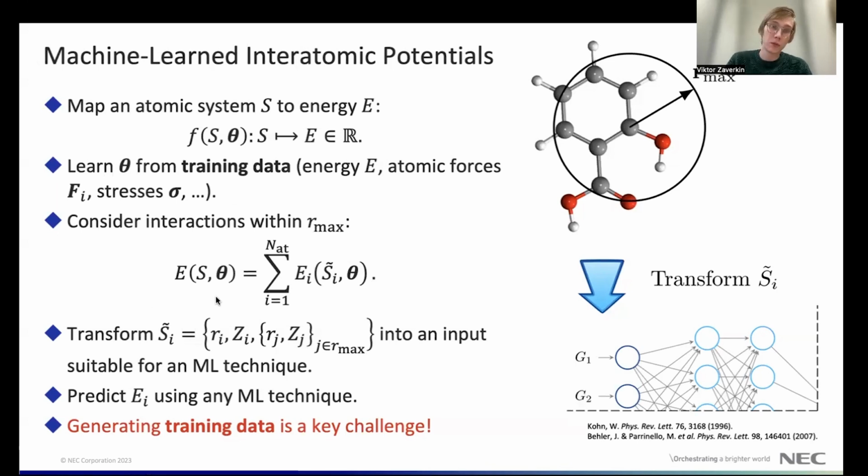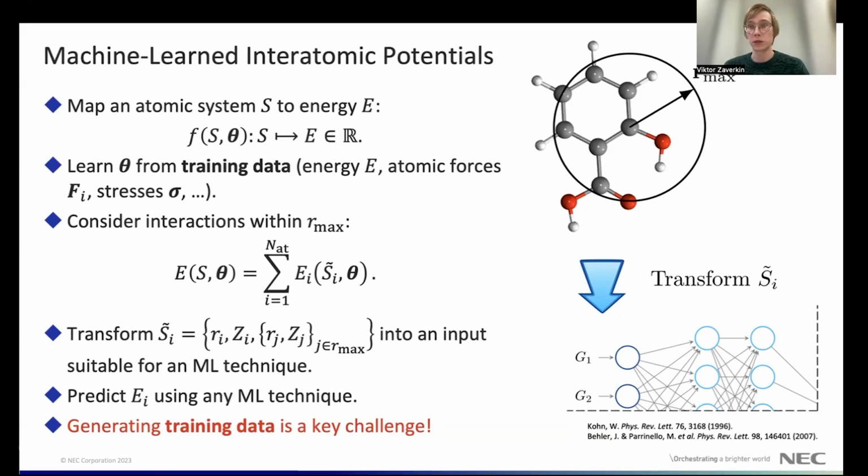Practically, it means that we decompose our total energy into the sum of its local contributions, atomic energies, which depend on the local environment here. It appears that using local environments as they are is not a good idea because they do not reflect the invariances or equivariances of the properties we want to predict. Therefore, they have to be transformed into a suitable input for machine learning techniques. By the way, in our work, we employ neural networks.